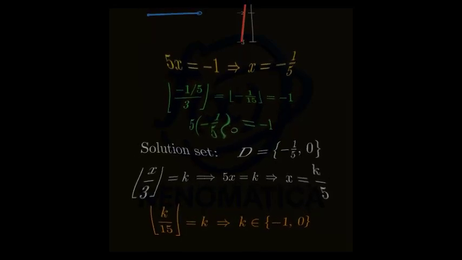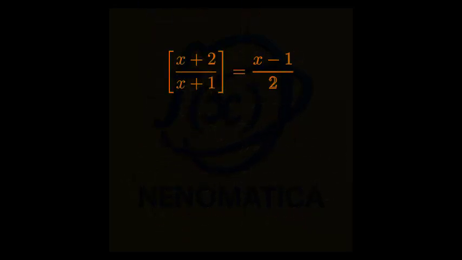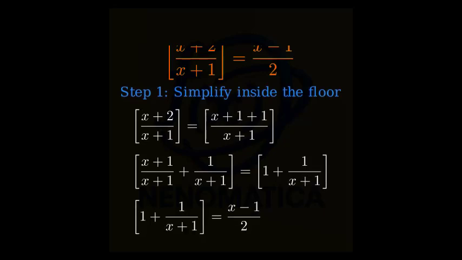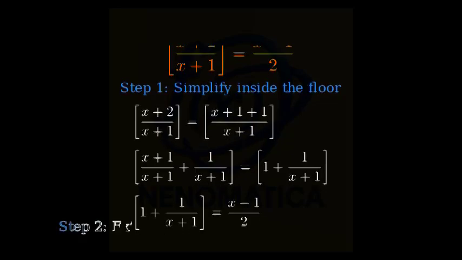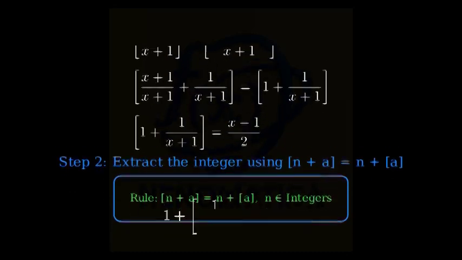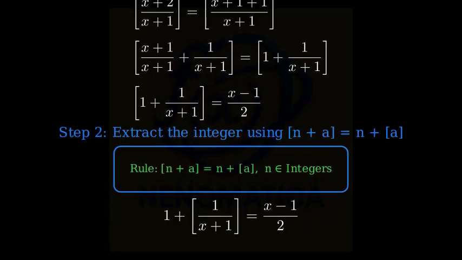Great work! In this lesson, we will solve the equation that uses the floor function. We will follow the exact algorithm and the precise order of steps shown in the reference. Step 1. Simplify the fraction inside the floor. We rewrite the numerator as x plus 1 plus 1, and then split the fraction to see an integer plus a remainder. Step 2. Extract the integer from the floor using the property that the floor of n plus a equals n plus the floor of a when n is an integer.